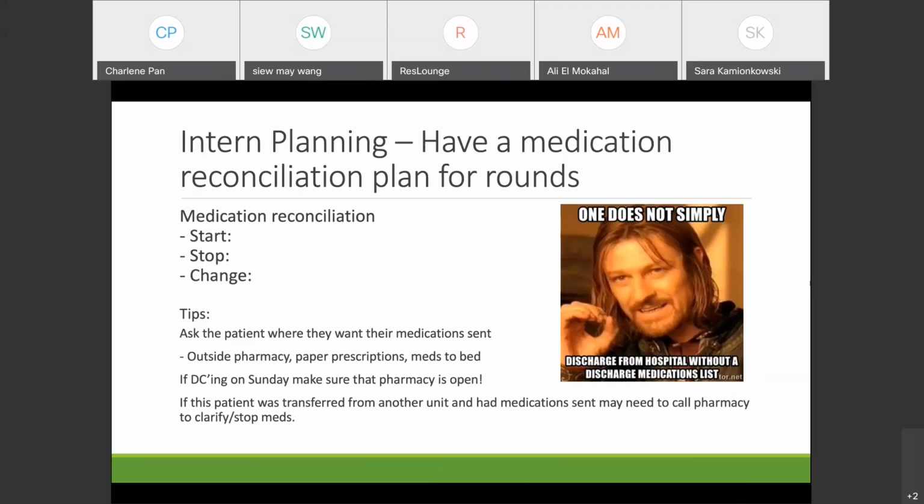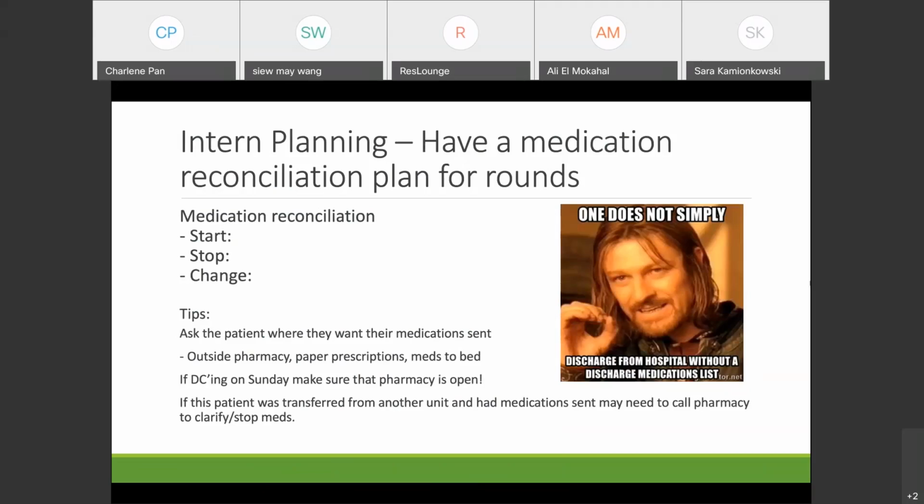The other thing is ask the patient where they want their medication sent. Don't assume whatever pharmacy is listed in the chart is where they want it sent, okay? They could want it from an outside pharmacy, paper scripts, or meds to beds. And if you're discharging on the weekend, primarily Sundays, make sure that pharmacy is open. Our pharmacy is not open on Sundays. So you really have to have some forethought, if you think they're going to be discharged over the weekend, to plan this ahead of time.